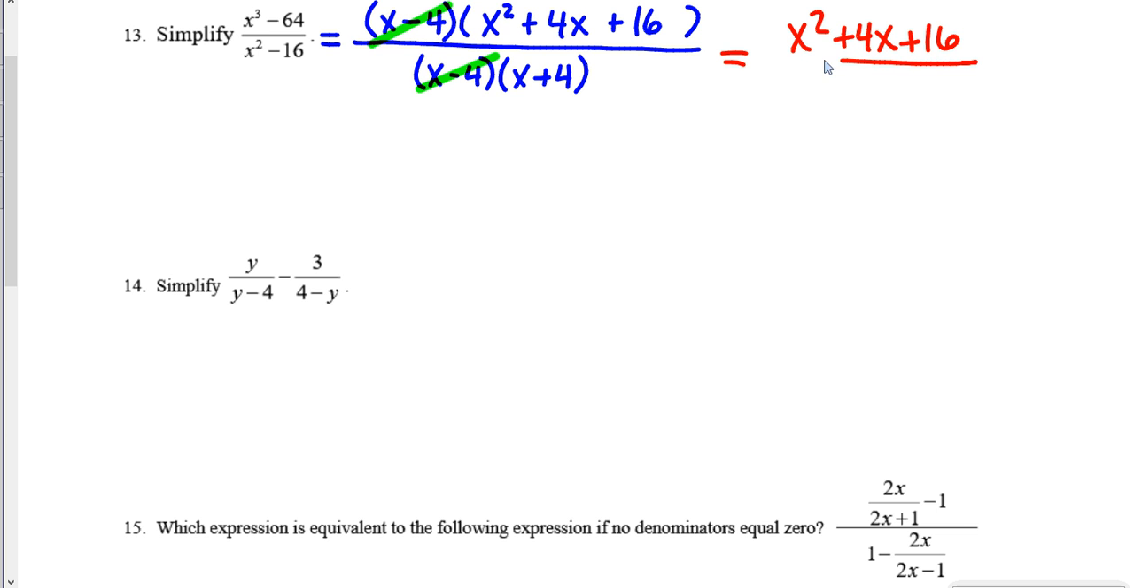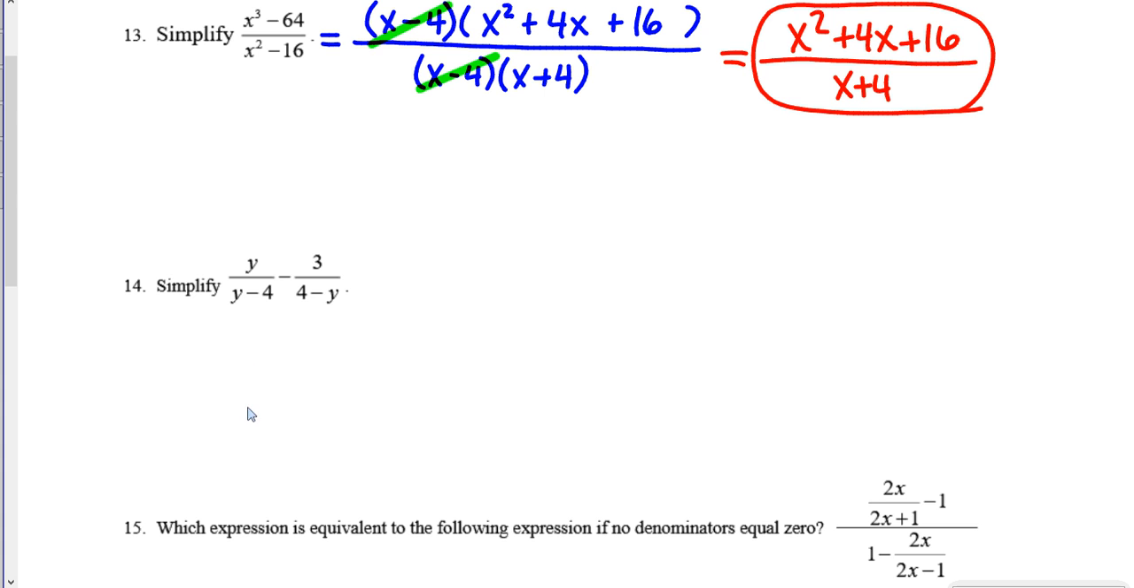I can leave the parentheses or not. It doesn't matter since it's the only thing on the top. And I have x plus 4 on the bottom. I cannot reduce this because this is prime. It cannot be factored, and I can only reduce factors. So that one's done. All right, number 14 is to simplify.